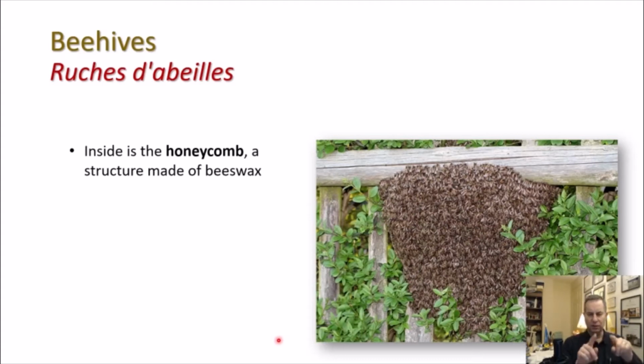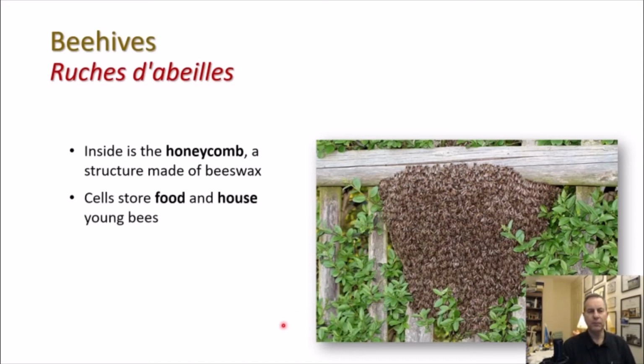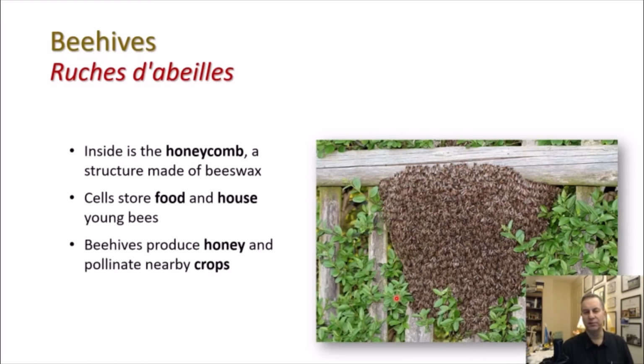And the hexagonal shape of each of the cells in a beehive makes for a very strong structure, because even the little cells themselves are a structure within a structure. The cells inside the beehive store food, and it's a safe place for young bees to grow, and then they turn into full adults, and they help create the next beehive wherever that needs to be.